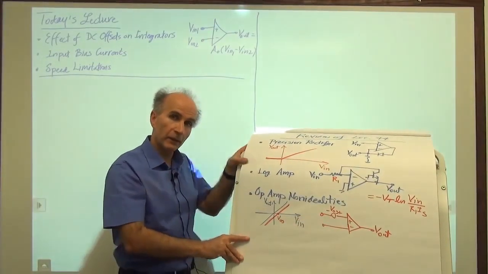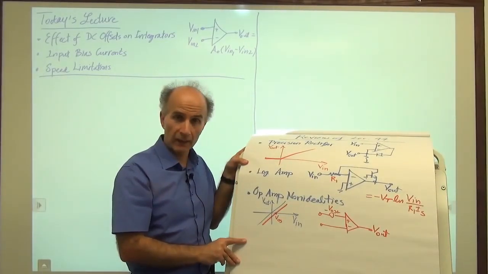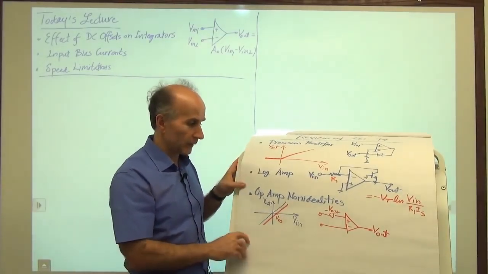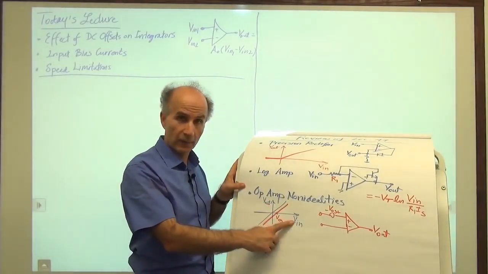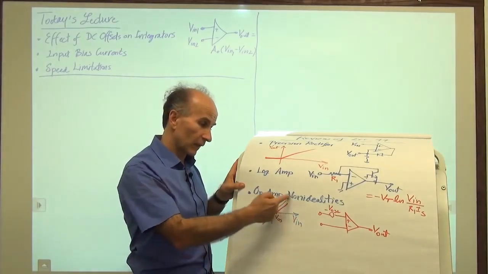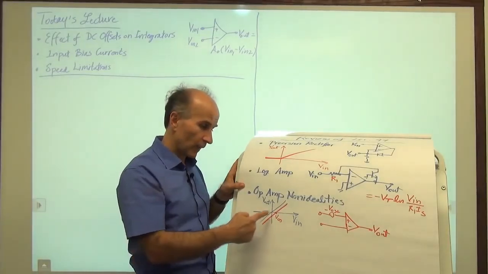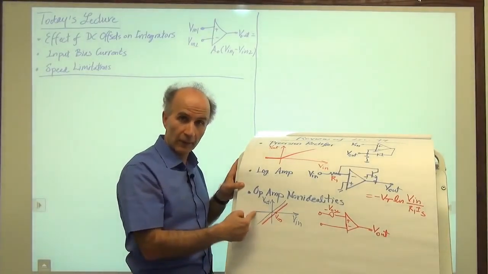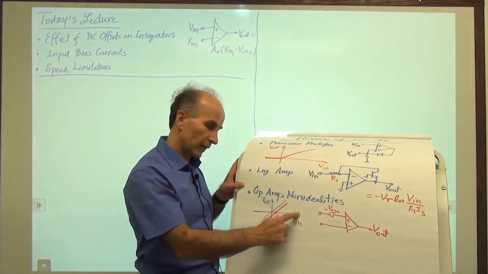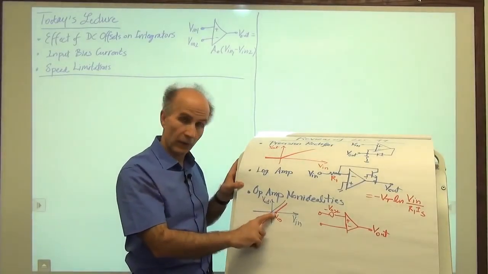Then we talked about op-amp non-idealities, and we saw that one important non-ideality is the offset voltage. And what that means is that when we plot the output of the op-amp as a function of the input, we see that even though in the ideal case it crosses zero, crosses the origin, in actuality it doesn't. It's shifted to the right or to the left, or equivalently shifted down or shifted up. And the point on the horizontal axis where the output crosses zero is called the offset voltage.